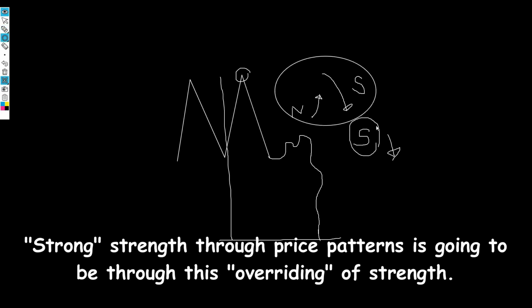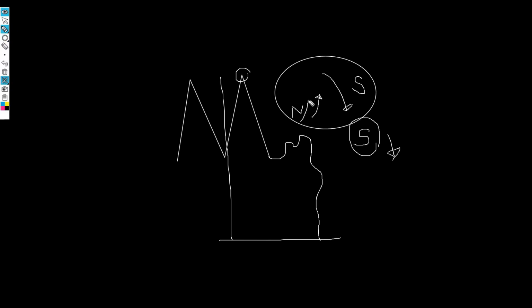Okay, so you want to remember, strong strength through price patterns is going to be through this overriding of strength. Or another way you could look at this is that although there was long strength created, even stronger short strength was able to override that normal long strength and was able to push price all the way down to its target height level before its second top stop loss level. Okay, so you want to remember a foundational principle of confirming biases is that there's this overriding of strength, which makes the degree of short-term strength stronger and stronger. Okay, all right, so let's go on to the next one.